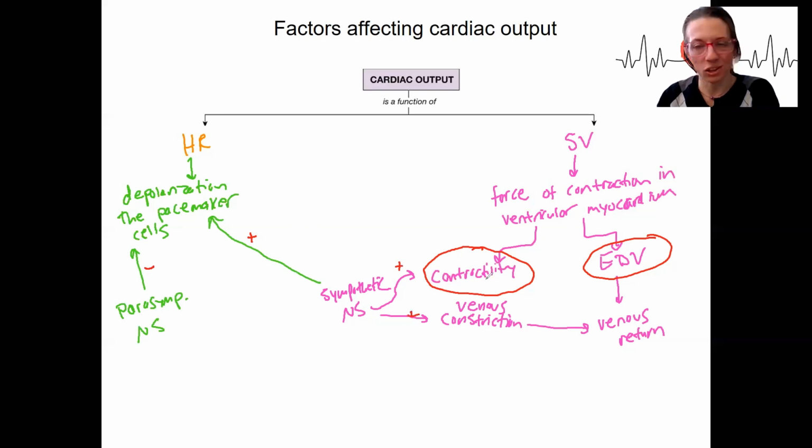So we are going to come back to all these mechanisms, but this is an overview. We're going to look at the regulation of heart rate by altering depolarization rates by the autonomic nervous system. We're going to look at regulation of stroke volume by changing contractility of that myocardium, as well as the volume that is in the ventricle.